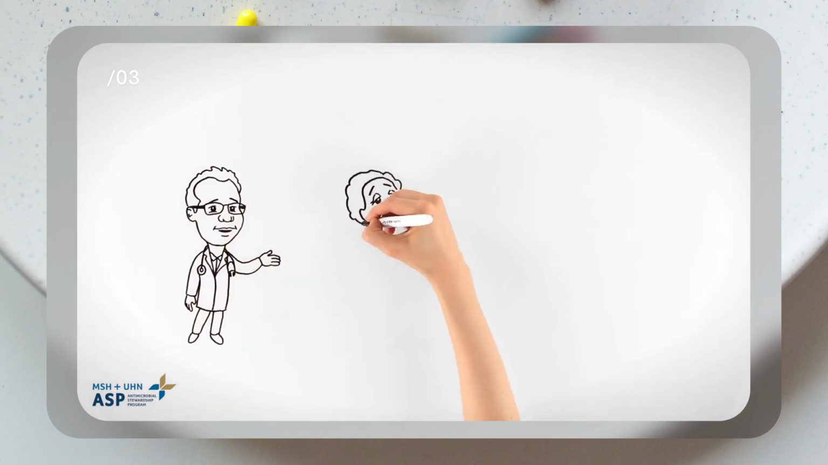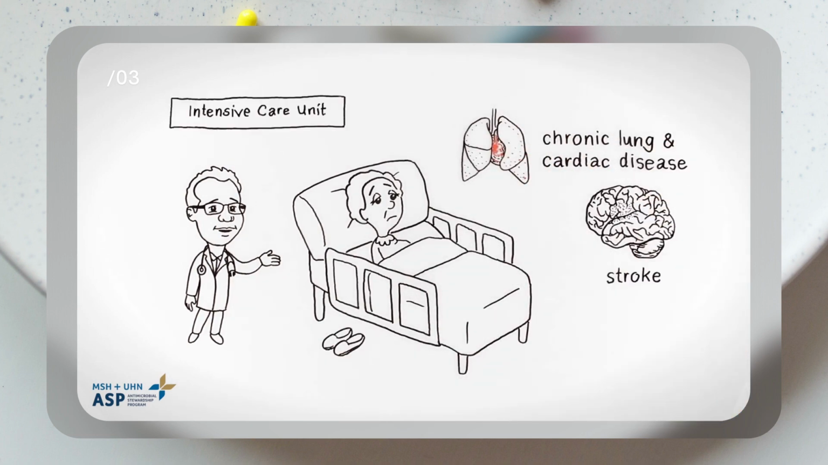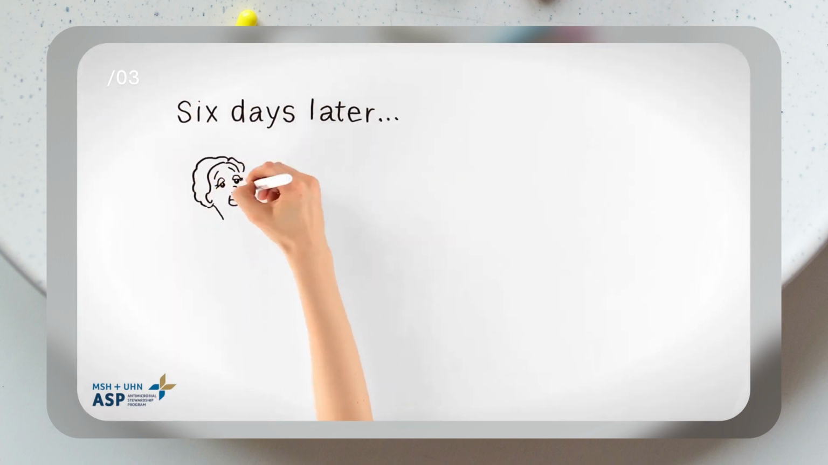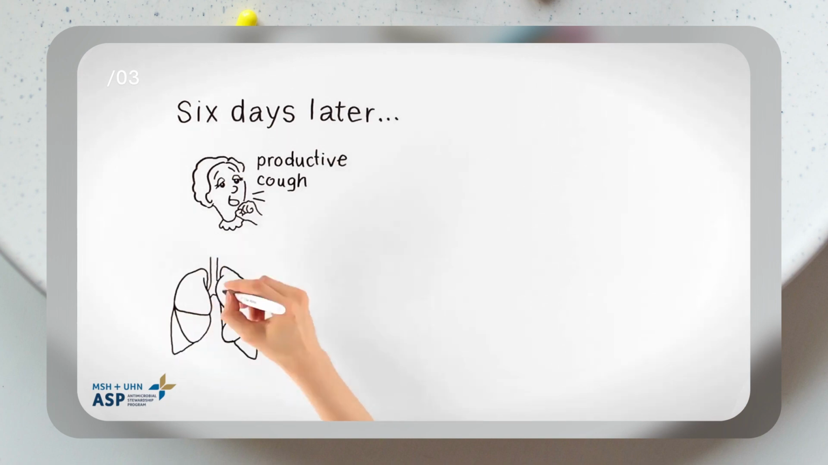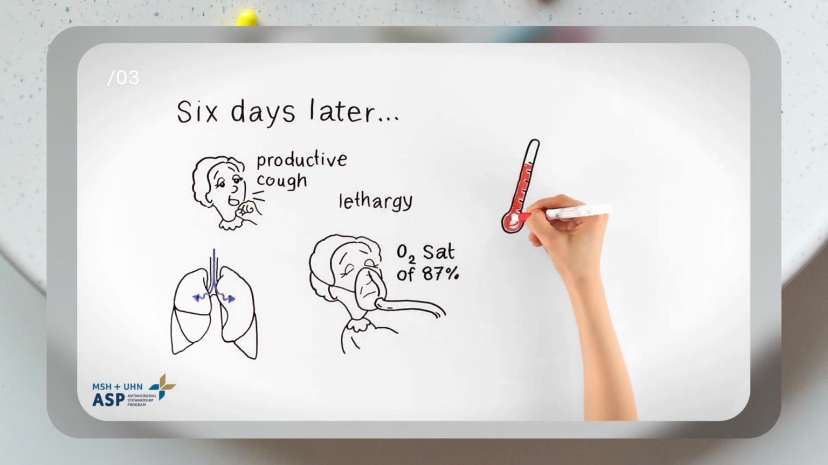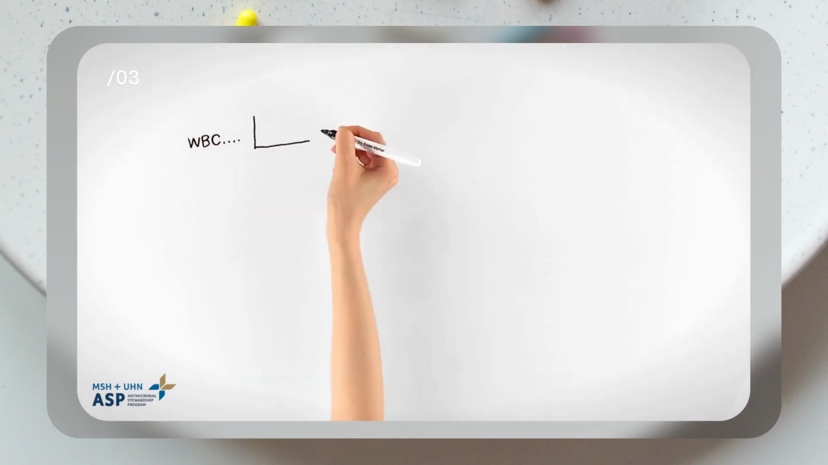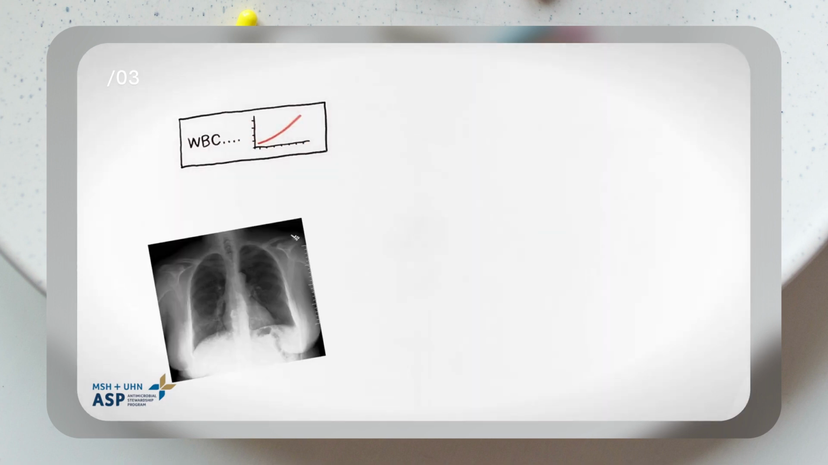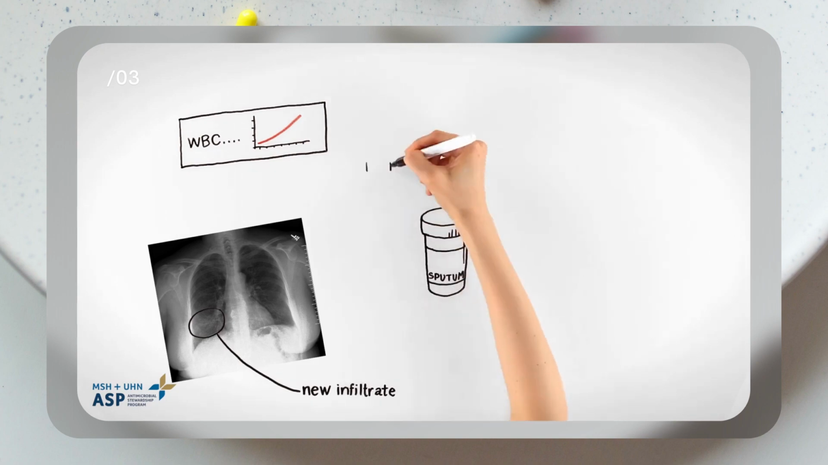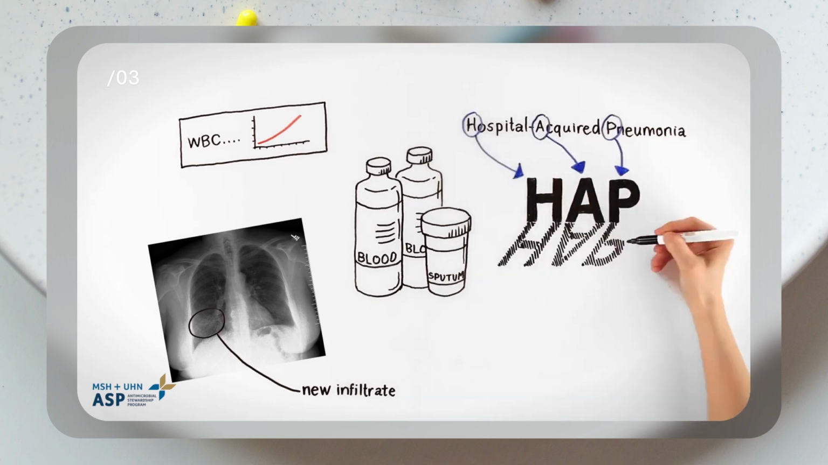Patient AH is an elderly woman with chronic lung and cardiac disease admitted to the ICU following a stroke. On day 6, AH developed a productive cough, decreased air entry bilaterally, and lethargy. Her O2 sat was 87% on 15 liters by face mask. She was febrile, short of breath, and her blood pressure had dropped. Her white count was elevated, and a chest x-ray showed a new infiltrate. Sputum and blood samples were sent, and AH was diagnosed with hospital-acquired pneumonia, or HAP.